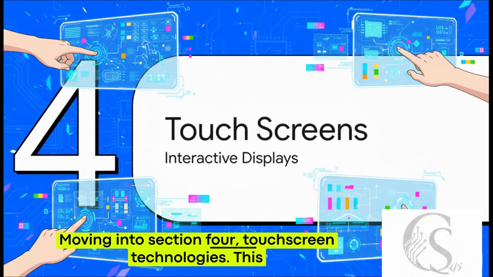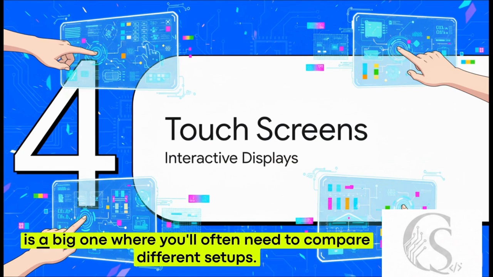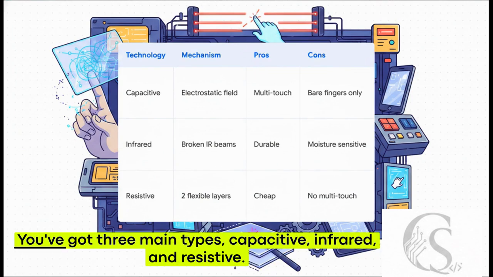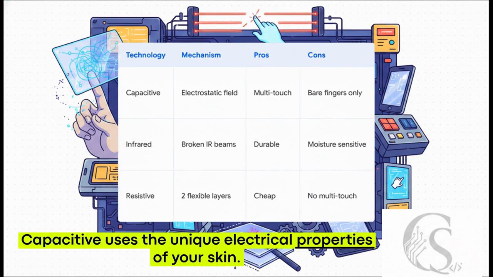Moving into Section 4, Touchscreen Technologies. This is a big one where you'll often need to compare different setups. Take a mental screenshot of this cheat sheet right now. You've got 3 main types: capacitive, infrared, and resistive. Capacitive uses the unique electrical properties of your skin.